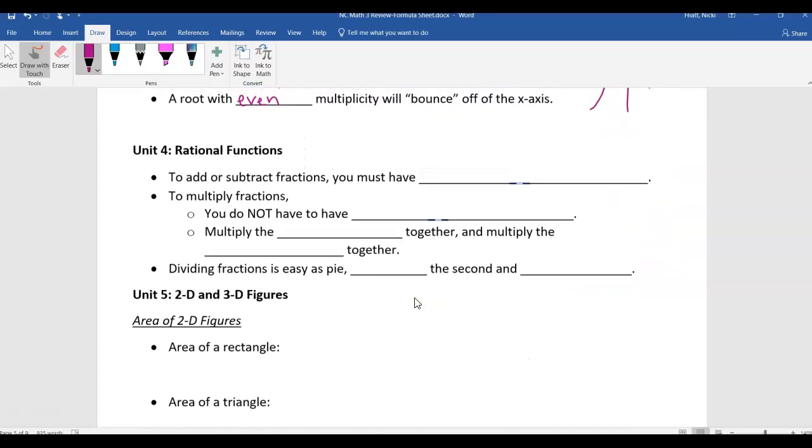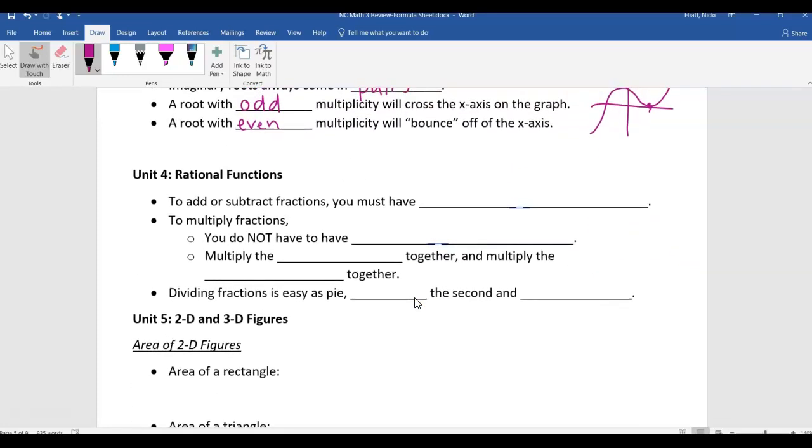Okay. And then I'm going to do unit 4, and then I am going to quit before this video gets way too long, and we'll look at the rest of this tomorrow. So for unit 4, you have rational functions. For rational functions, it's really a lot about fractions.